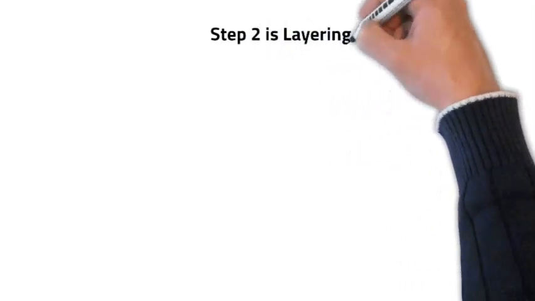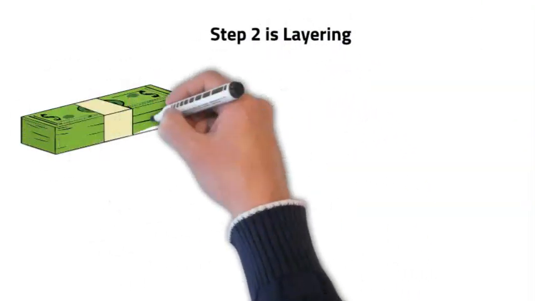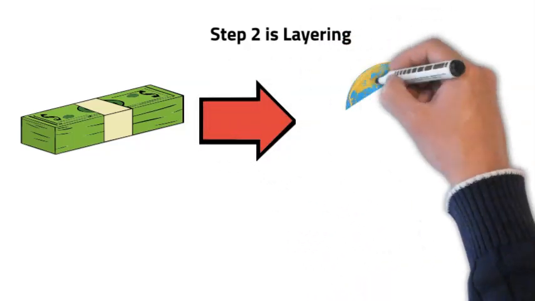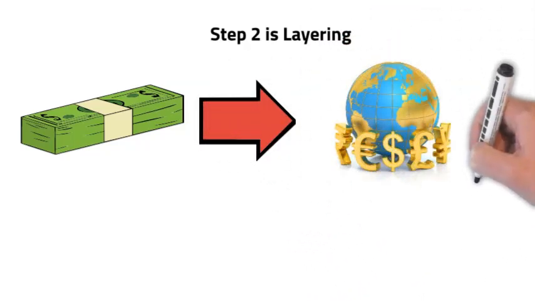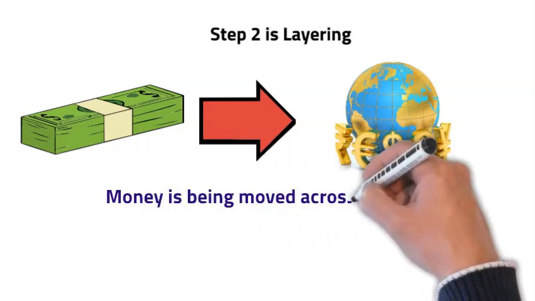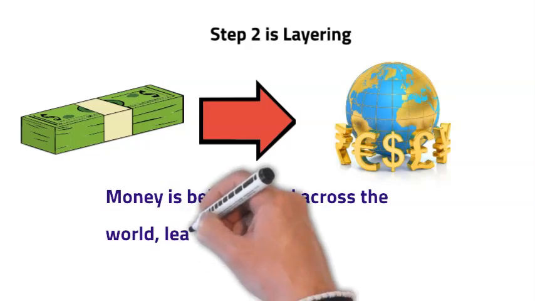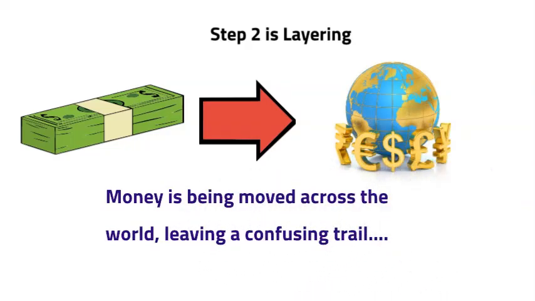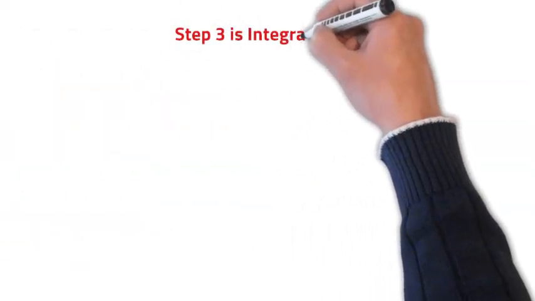Step 2 is layering. What does that mean? Well, with layering, money is being moved across banks or across countries, leaving a confusing trail behind.